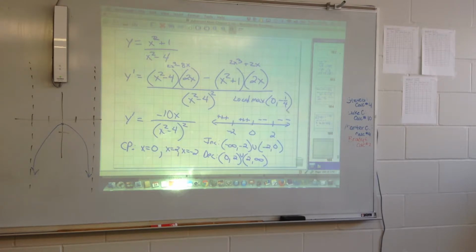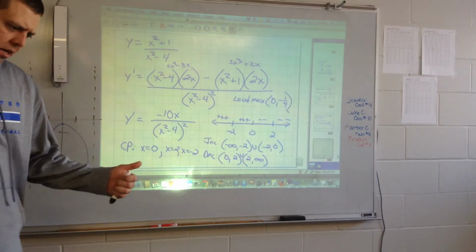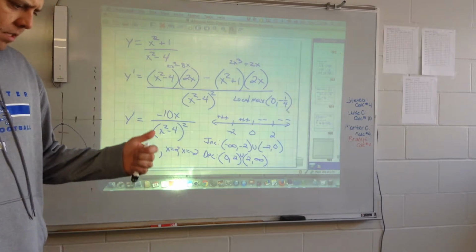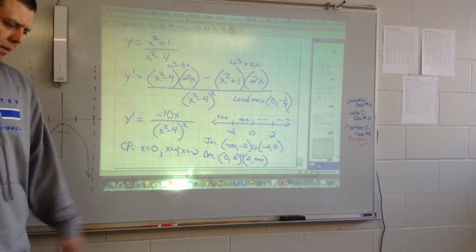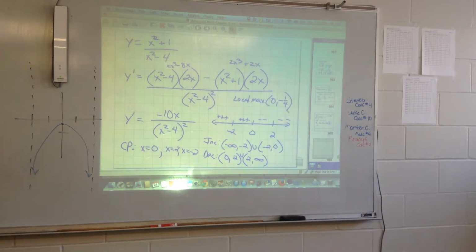All right. So we've done our increasing and decreasing intervals. We've done our relative extrema. We need to do inflection points and concavity intervals. So this is like combining everything we have done.